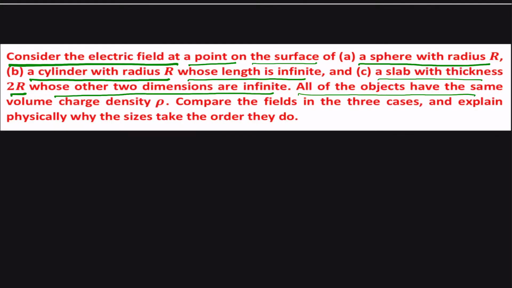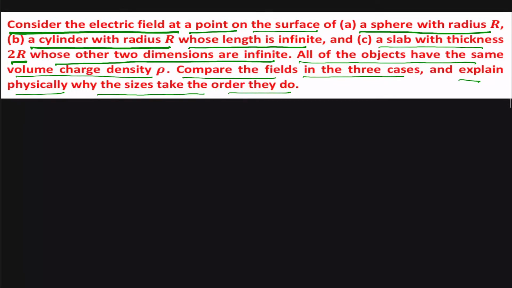All of the objects have the same volume charge density rho. Compare the fields in these 3 cases and explain physically why the sizes take the order they do. So this is nothing but a comparison of electric field. And so they have everything the same.